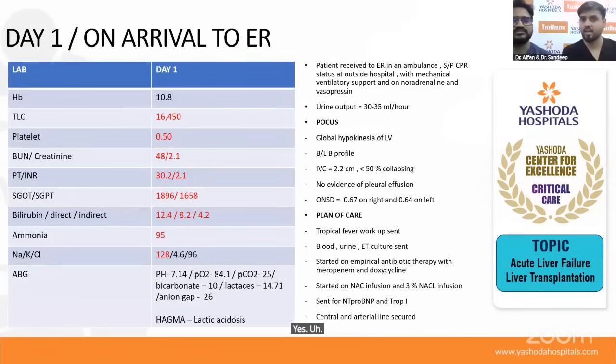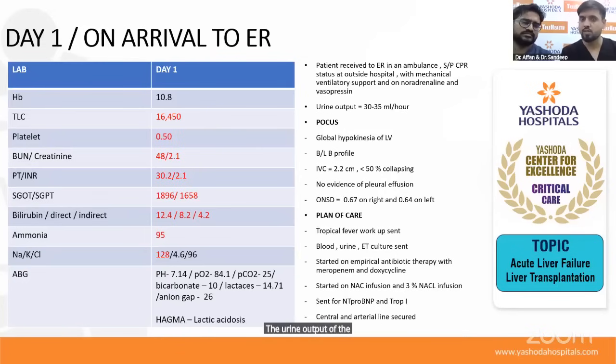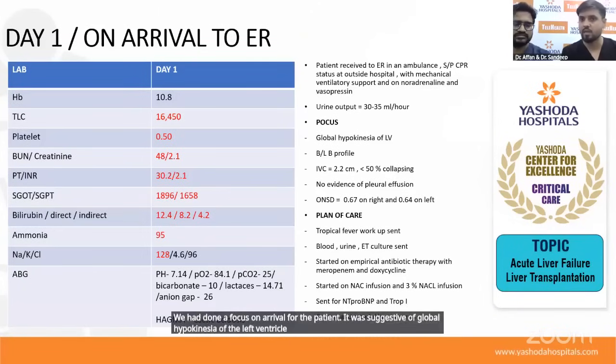Sir, on day 1, on arrival to the ER, the patient was received in an ambulance. The patient was status post CPR at an outside hospital. We received the patient with mechanical ventilatory support and on noradrenaline and vasopressor supports as mentioned. The urine output of the patient was around 30 to 35 ml per hour. We had done a POCUS on arrival for the patient. It was suggestive of global hypokinesia of the left ventricle, bilateral B profile.